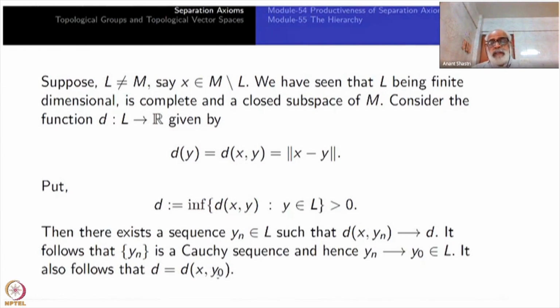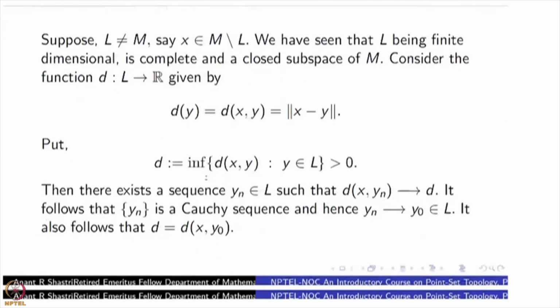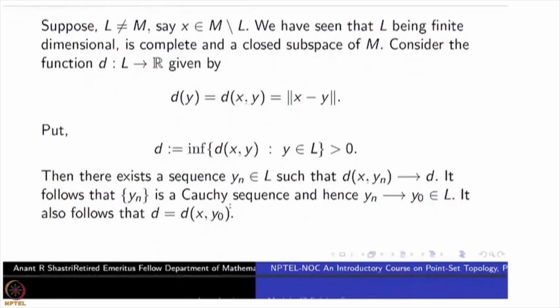So in fact, now you see that this y naught may not be unique in general, but in this case, because L is a linear space, it happens to be unique also, but we are not interested in that part. So we have got a point such that d equals d(x, y naught), which is the infimum.